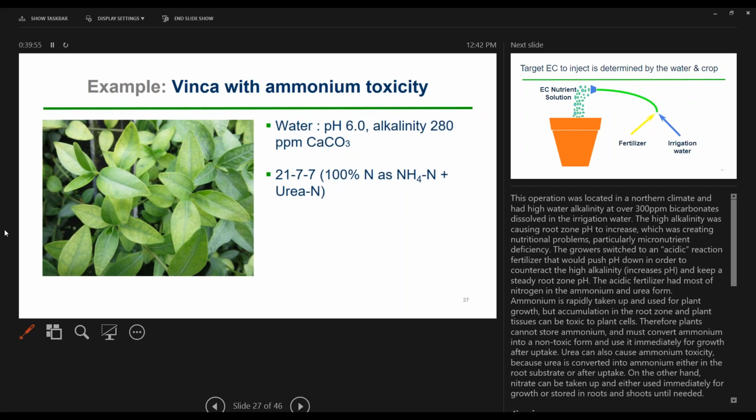This is another example of vinca with ammonium toxicity. The example here, this grower had a pH of 6, and the alkalinity was extremely high, right? So in his mind, he said, okay, I'm going to use 27.7 because it's a very acidic fertilizer. The problem is that this might work well sometimes if you use it in warm months, but in colder months, it's a big problem because the reactions, again, go very slow.